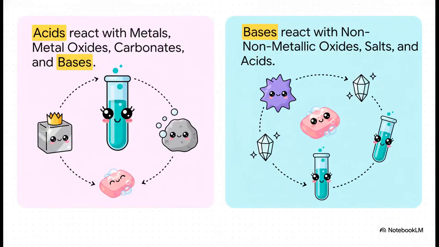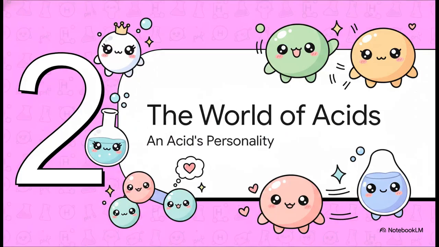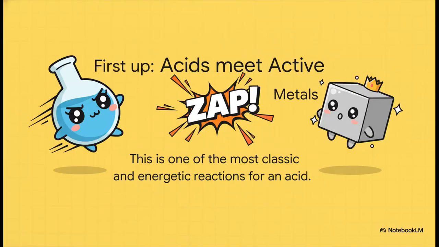And this chart pretty much lays it all out. It shows their distinct social circles. Each one has its own list of preferred reaction partners, and now we're going to explore those interactions one by one. So let's start building our first profile. We'll kick things off with the acid, and just watch what happens when we introduce it to a few different partners from its list.